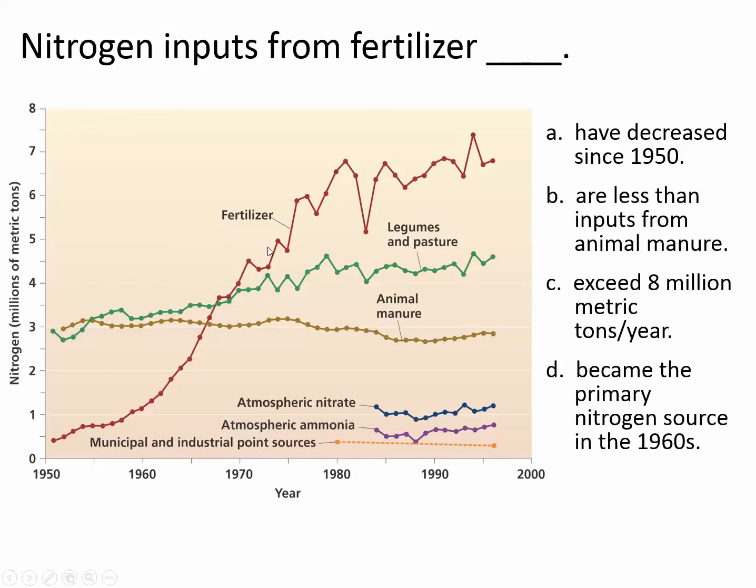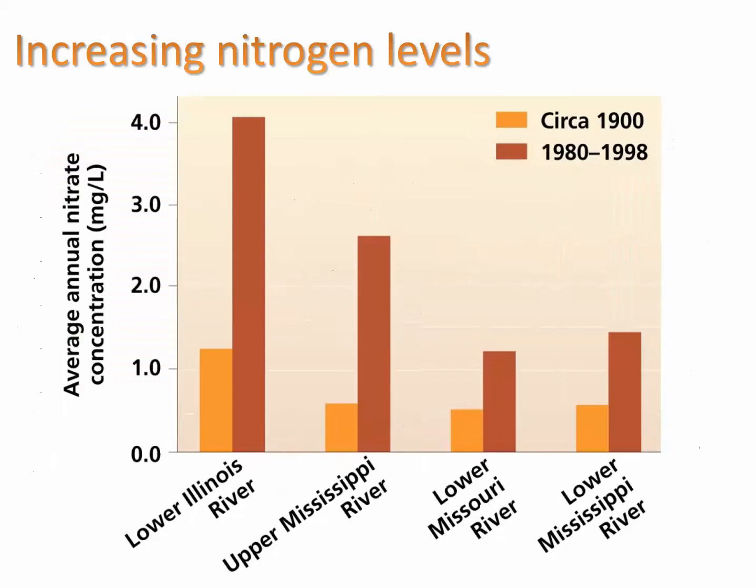That's where it began to exceed these other two colors. And this is huge because we generally say that without the development of synthetic fertilizers, which occurred in the early 1900s, we would only have about 2 billion people on the planet instead of 7 billion, because that greatly increased our ability to grow food.